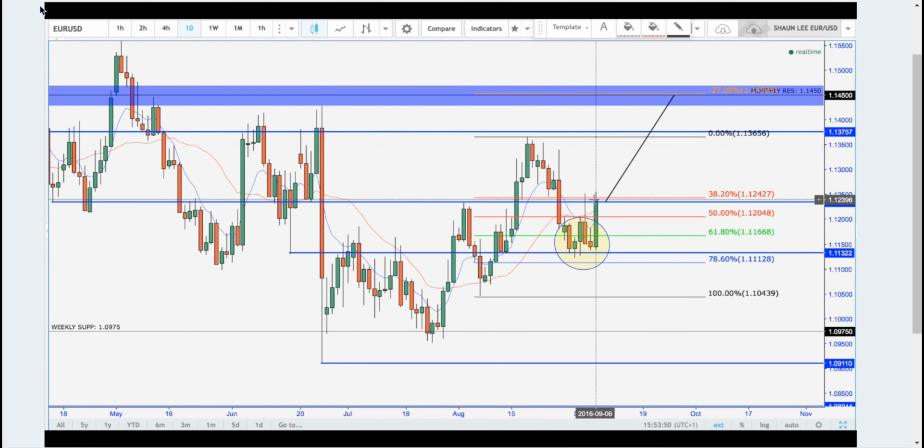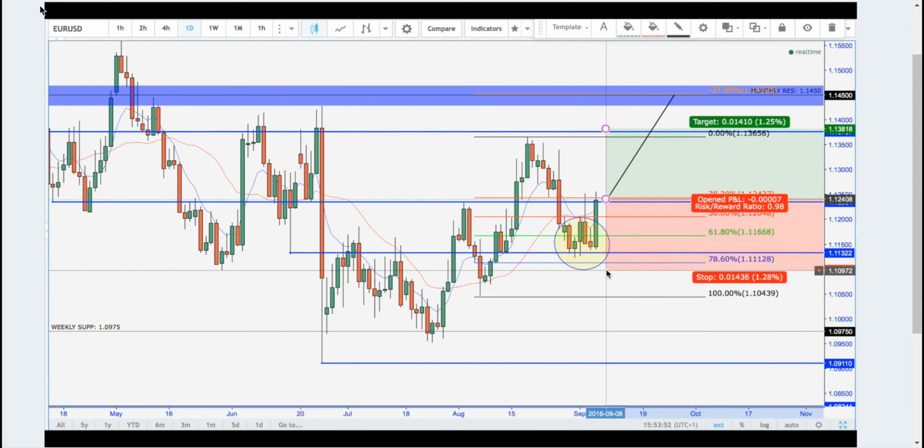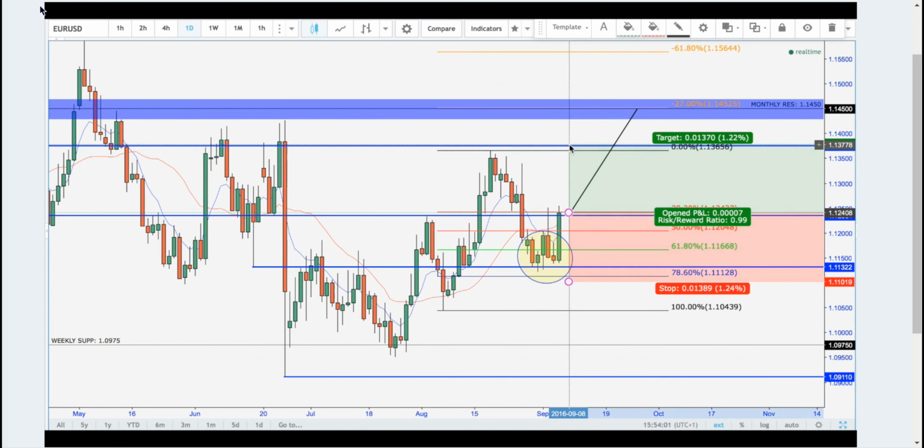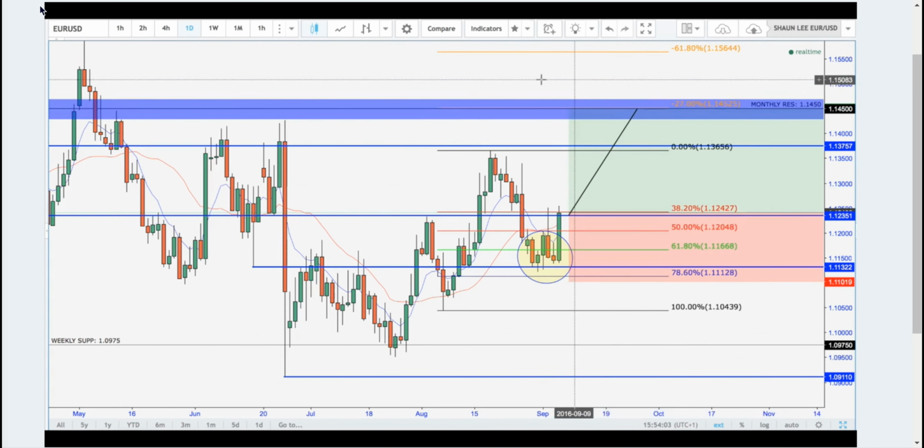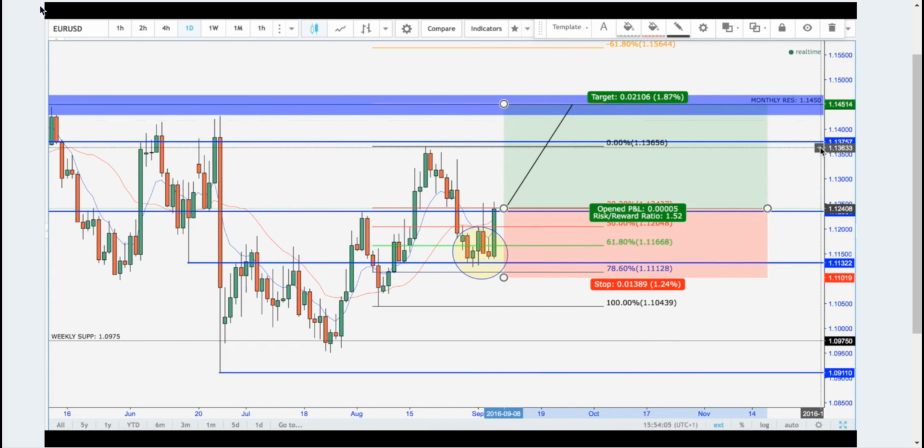So let's have a look at this. Let's say we entered around here. Our stop could go 15 to 30, let's say a stop would be just here, 15 to 30 pips below the low. And our target, if you were to hold this on the daily level, would in fact be right on the monthly resistance, 1.1450, in alignment with our fib D extension 1. This is a risk reward of 1 to 1.5. You're going to be risking 138 pips for a potential of 210 pips.